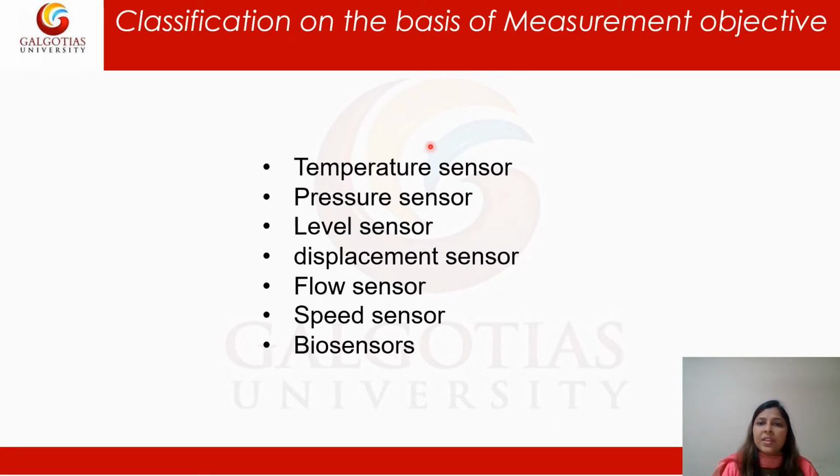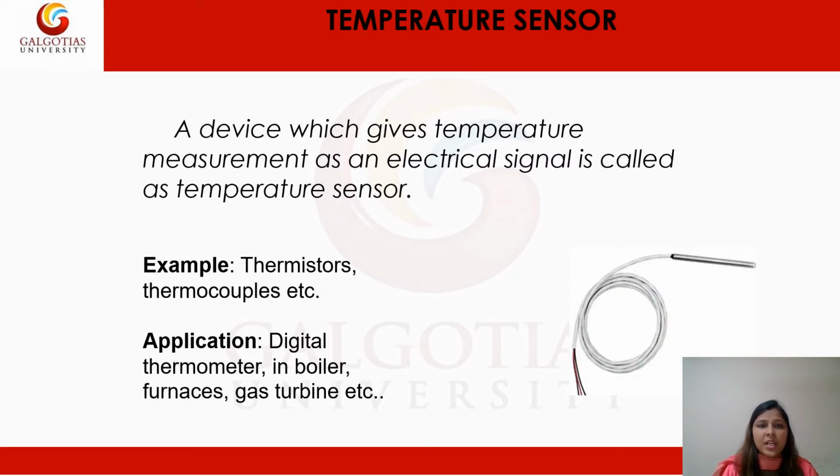Next one is the classification on the basis of measurement objective, meaning which quantity is being measured. If the temperature is measured, we call it a temperature sensor; pressure sensor, level sensor. So depending upon the measured quantity, we have categorized the sensors. We'll discuss them one by one. First one is the temperature sensors.